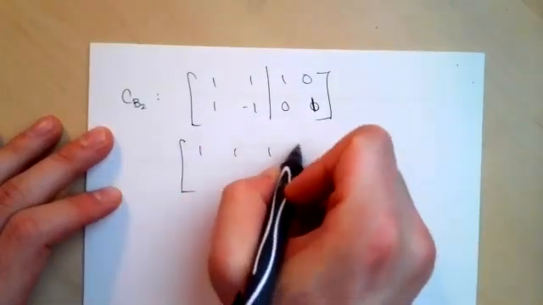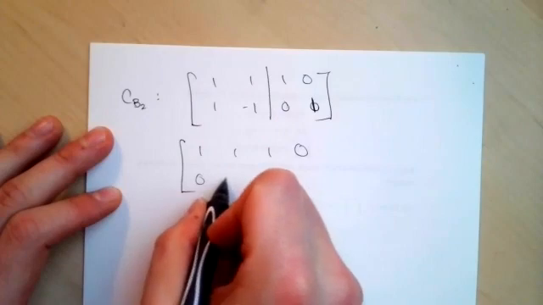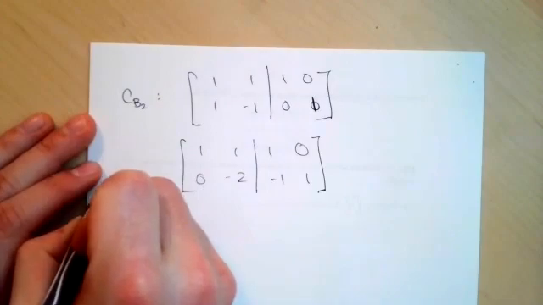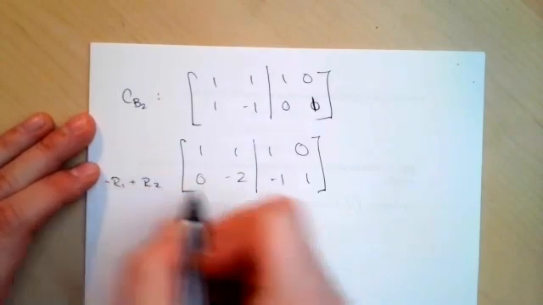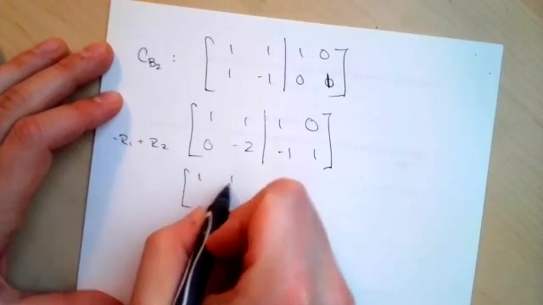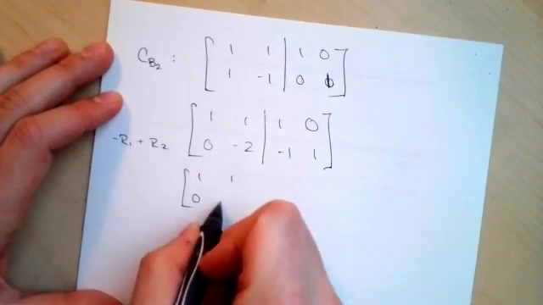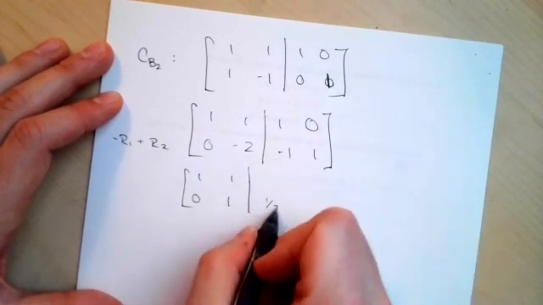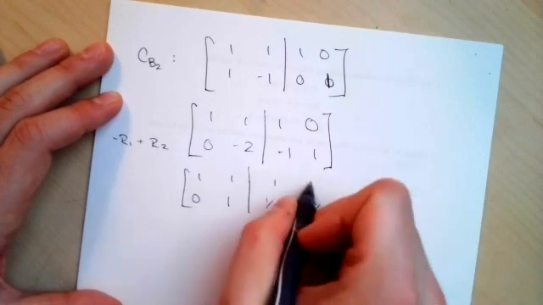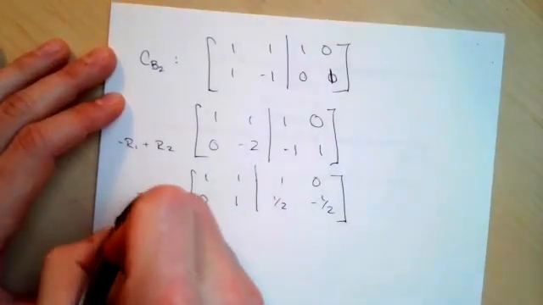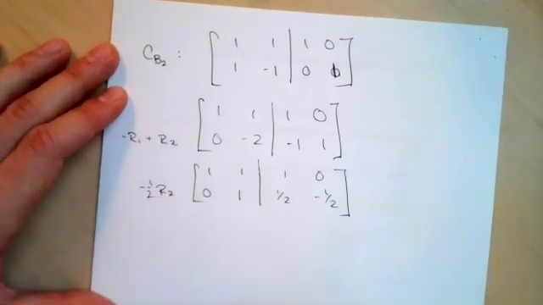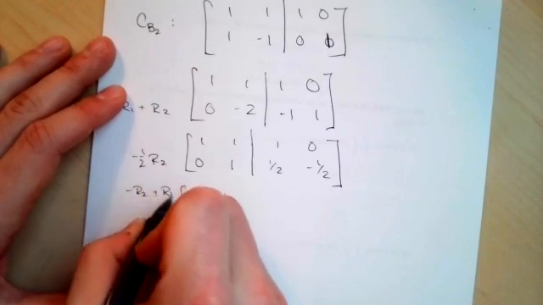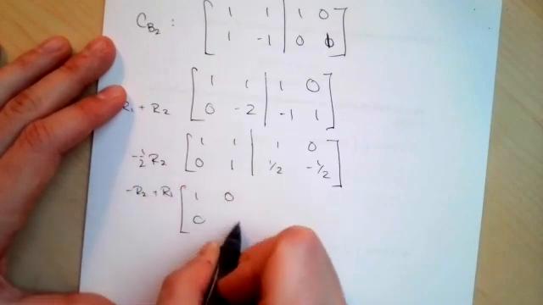So 1, 1, 1, 0. Let's go ahead and subtract those guys. 0, minus 2, minus 1, 1. We are going to divide by 2. Do we want to divide by negative 2? Yeah, let's go ahead and do that. So it'll be 1/2 here and negative 1/2 here. Row 1 didn't change. And then negative row 2 plus row 1. So 1, 0, 0, 1.